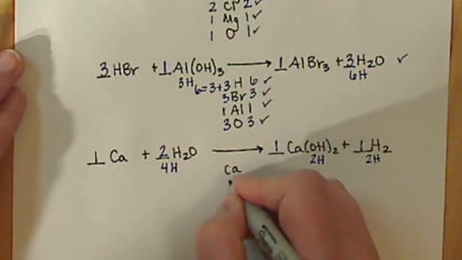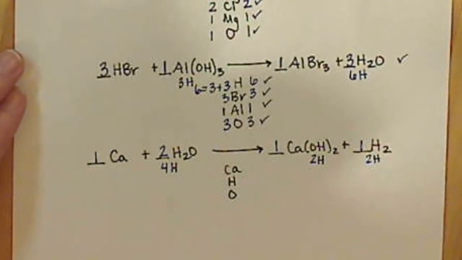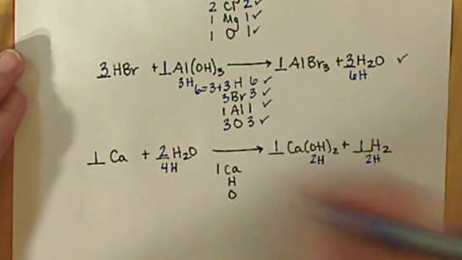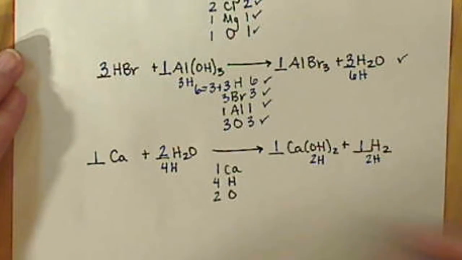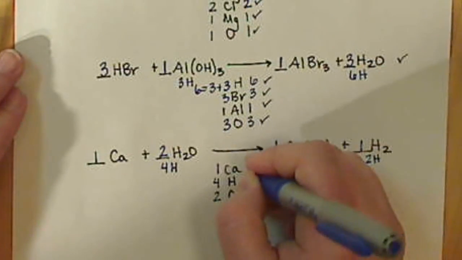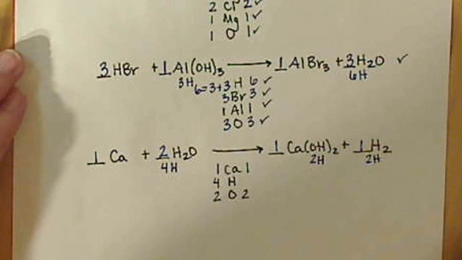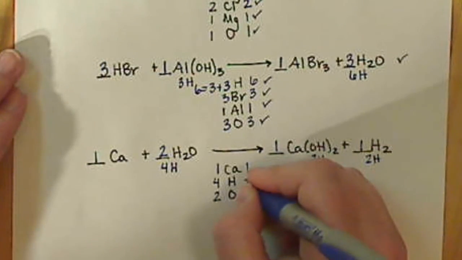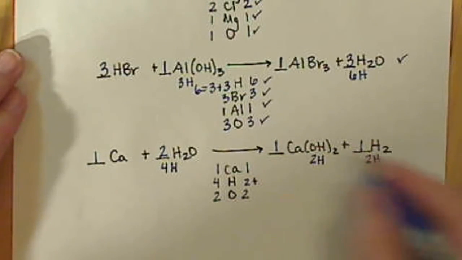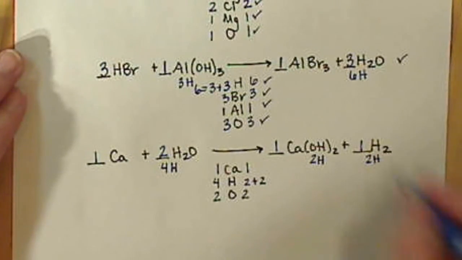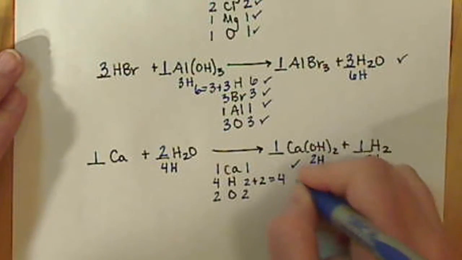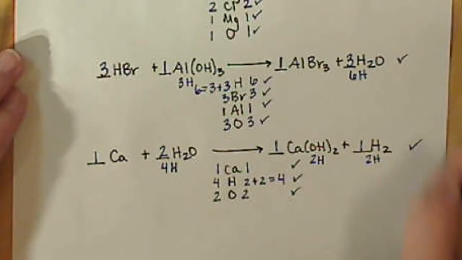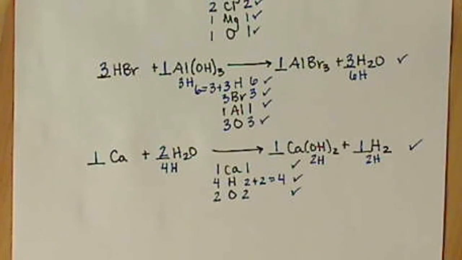Now I have calcium, hydrogen, and oxygen. I have 1 calcium in my reactants, 4 hydrogens in my reactants, and 2 oxygens in my reactants. In my products, I have 1 calcium, I have 2 oxygen, and I have 2 hydrogen from calcium hydroxide, and 2 hydrogens from our molecule of hydrogen, for a total of 4. So I have 1 and 1, 4 and 4, 2 and 2. So that is a balanced chemical equation.